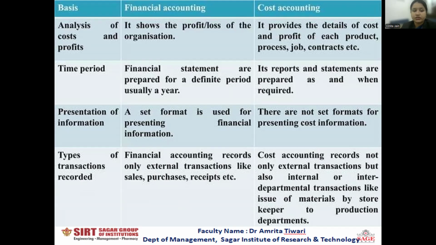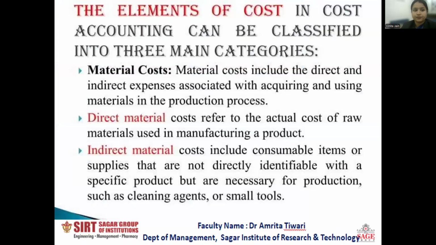Types of transactions recorded. Financial accounting records only external transactions like sales, purchases, and receipts. Cost accounting records not only external transactions but also internal and interdepartmental transactions like the issue of material by the storekeeper to production. The elements of cost in cost accounting can be classified into three main categories.